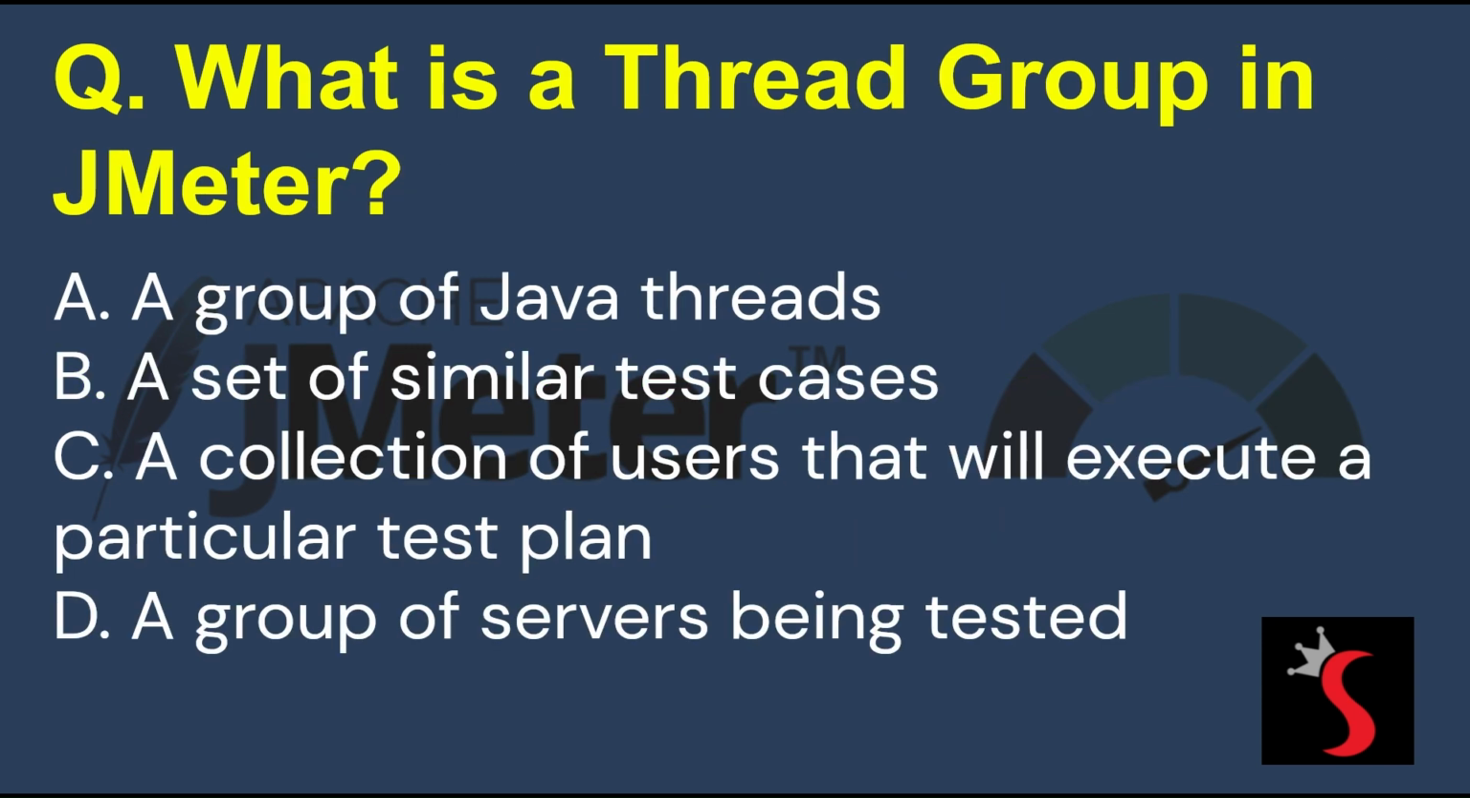What is thread group in JMeter? A. A group of Java threads. B. A set of similar test cases. C. Collection of users that will execute particular test plan. D. A group of servers being tested.